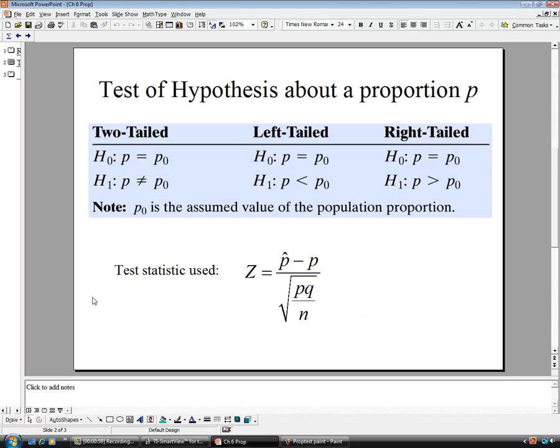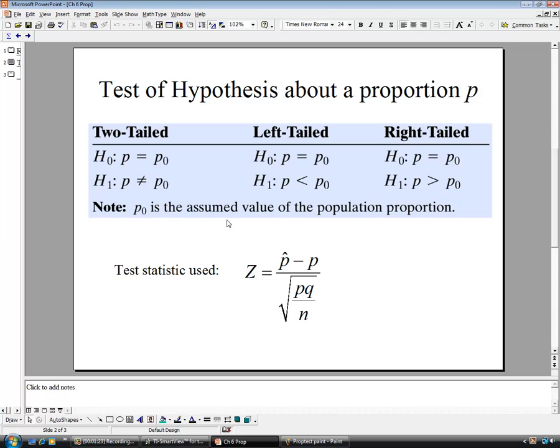Alright, the three different types of tests are the typical three. We have a two-tailed test. We're testing to see if the proportion equals some value versus not equaling. Left-tailed is when we're looking to see if the proportion is less than a given value, and the right-tailed we're looking to determine if the proportion is larger than a given value.